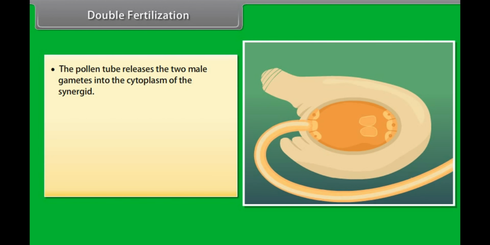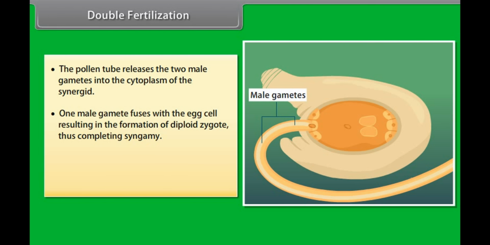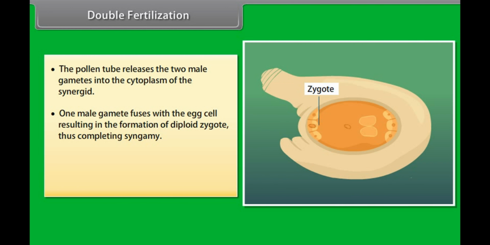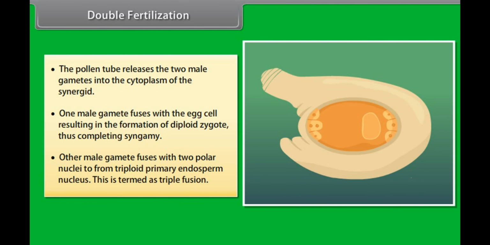Double fertilization. The pollen tube releases the 2 male gametes into the cytoplasm of the synergid. One male gamete fuses with the egg cell, resulting in the formation of a diploid zygote, thus completing syngamy. The other male gamete fuses with the 2 polar nuclei to form the triploid primary endosperm nucleus. This is termed as triple fusion.